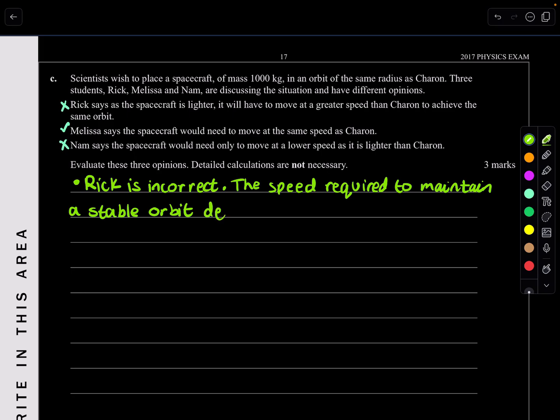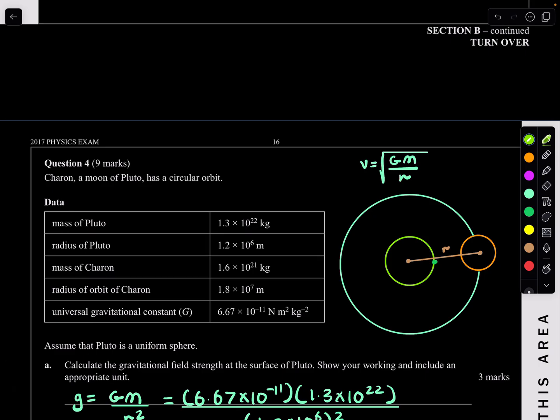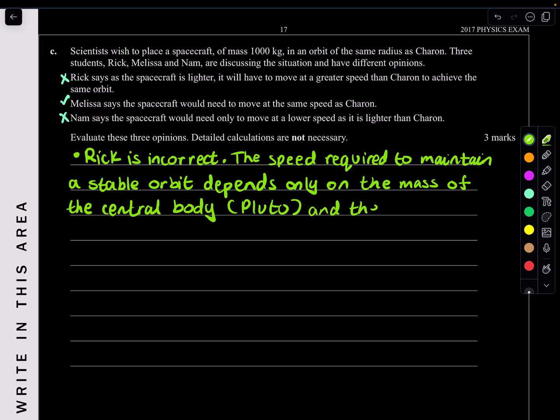depends only on the mass of the central body and the radius of orbit. So only on the mass of the central body, which is in this case Pluto. So that's that. And the radius of orbit.